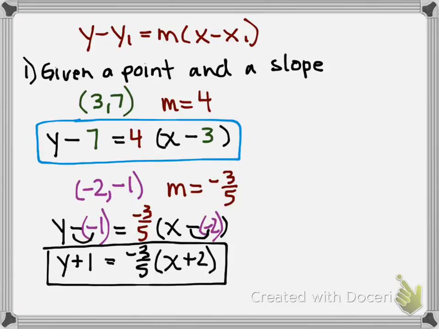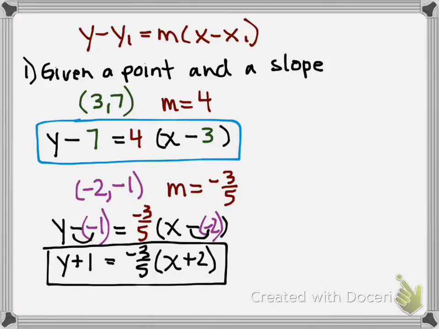And you're done. So, worst case scenario, when you're being asked to write an equation in point slope form, and you're given a point and a slope, is you're going to have to contend with double signs. That's it. That's the worst case scenario. Okay? That's one way, and that's one thing that you're going to see in your homework tonight.